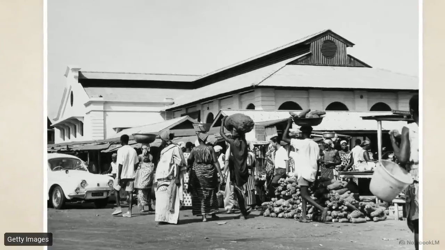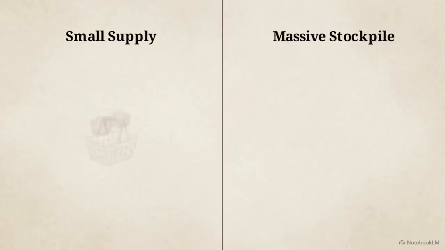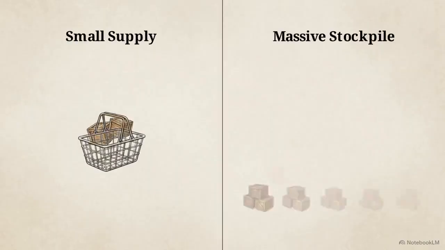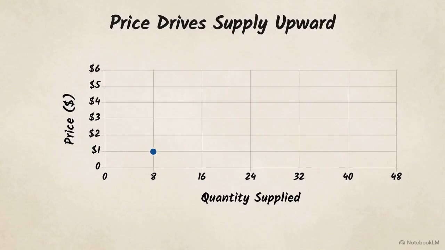Picture a busy local market. When a vendor prepares their stall for the day, they must decide whether to bring a small basket of goods or a massive stockpile. This decision is governed by economic laws, which describe predictable patterns in human behavior. These laws track how producers consistently react to changes in their market environment.